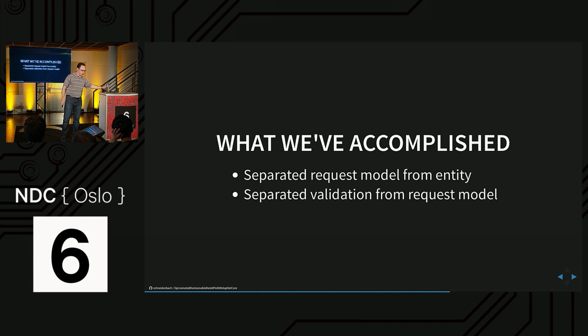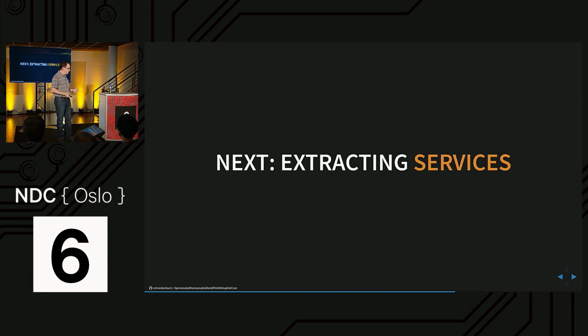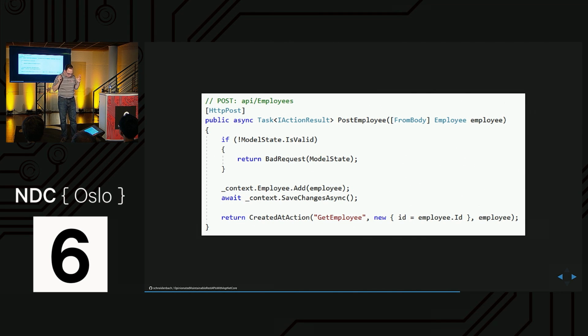So we've separated our request model from our entity, and we've separated our validation from our request model. So awesome. We've created two totally different things. So we've done some good work already. Refactoring, good. But next, let's get to the meat of it, right? So we've done very important steps, but now we need to extract those services. And for this particular example, we're going to talk about the post request, right?